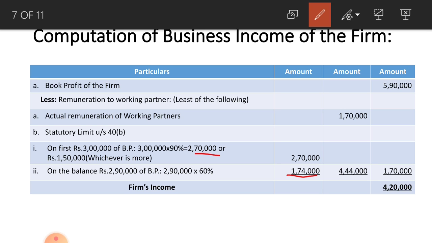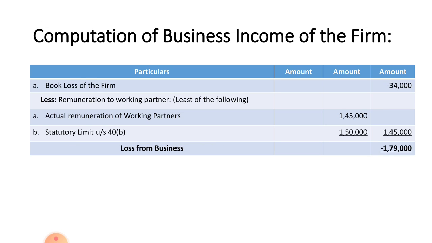So you have to write the total of this in the second amount column, that is 4,44,000. So here whichever is less you have to consider, 1,70,000 is less, so you have to deduct that from book profit, so you get the firm's income. So this is the first case of calculation of firm's income when book profit and remuneration to working partners are given.